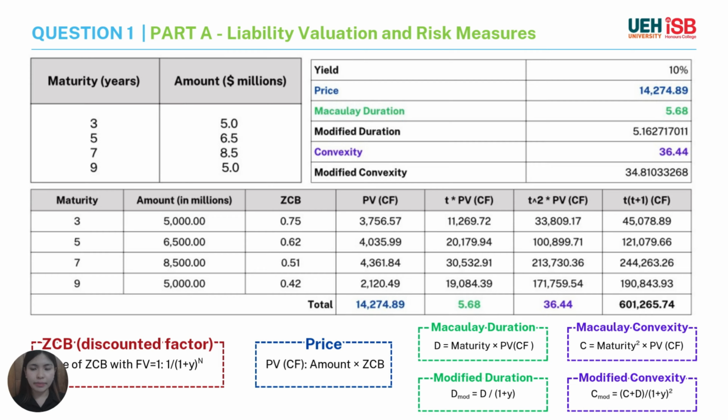Next, we compute the Macaulay duration, which represents the weighted average timing of the cash flow. The result is about 5.68 years. We then adjust this to obtain the modified duration, which measures the sensitivity to interest rate changes, which is approximately 5.16 years. Finally, we calculate the convexity, which captures the curvature of the price and yield relationship. The liability convexity is around 36.44, with modified convexity about 34.81. This measure will serve as a benchmark for constructing an immunized portfolio in the next part.